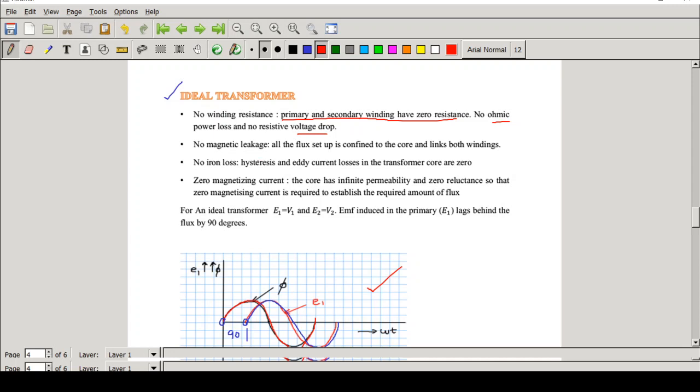And the second assumption is that there is no leakage flux. That means all the flux which is created is confined within the core. So no flux is going out. Okay, that is the second assumption. Third, we assume that there is no core loss, which means no eddy current loss, no hysteresis loss. Okay, these are the three basic assumptions. And then we assume that there is zero reluctance. That means there is no opposition to the flux and maximum flux will be generated.